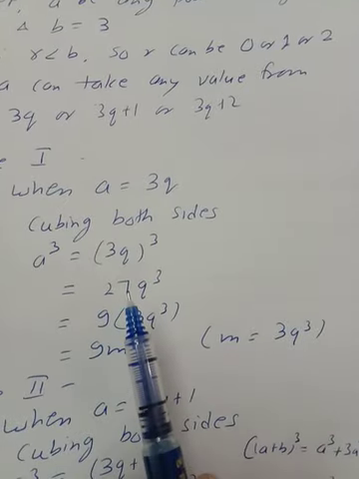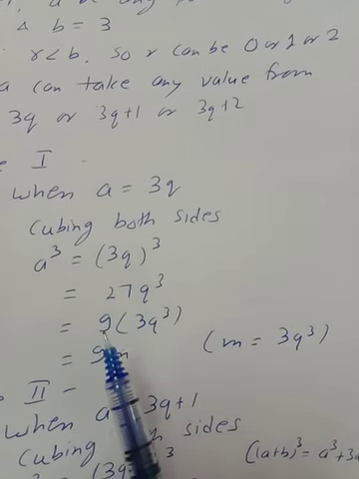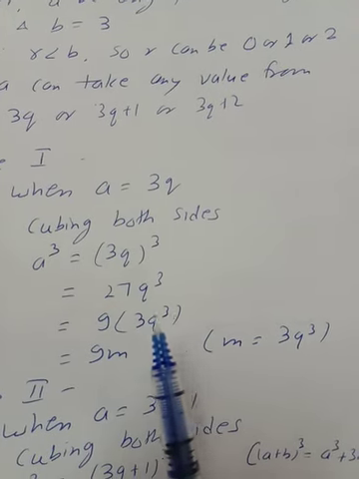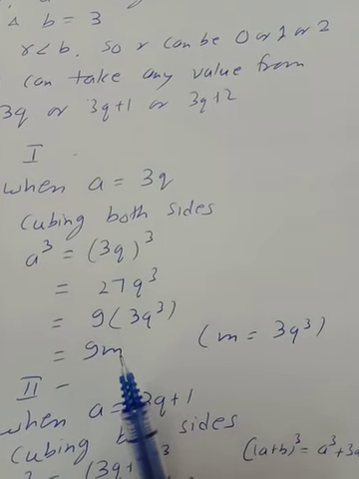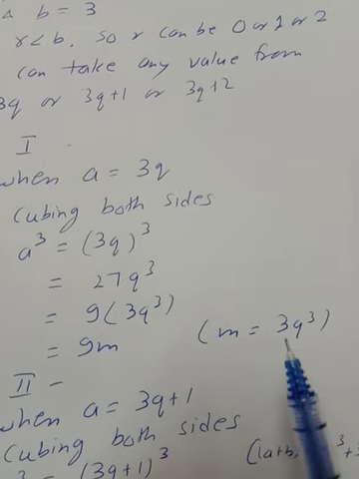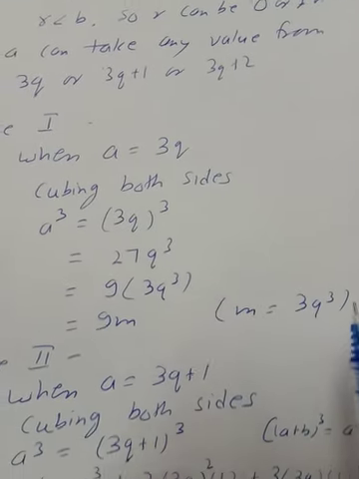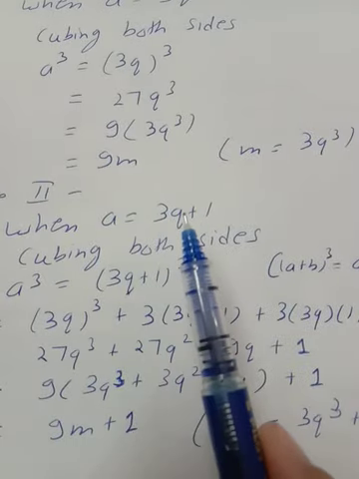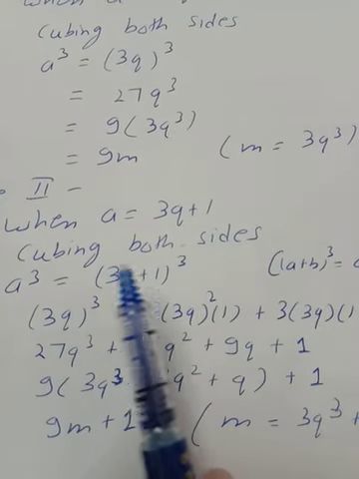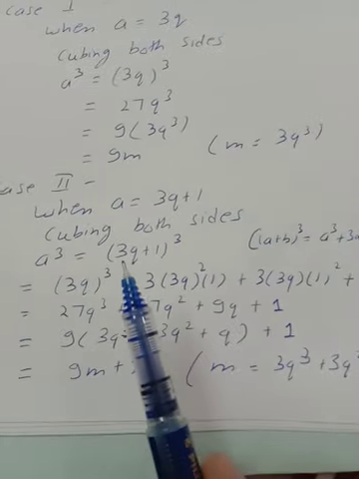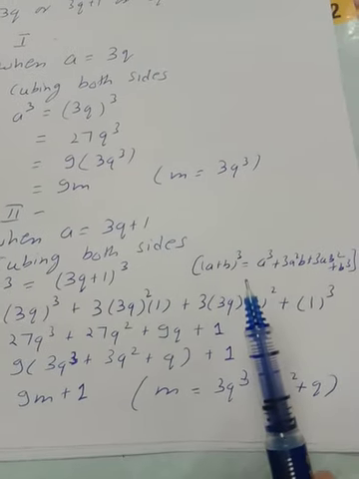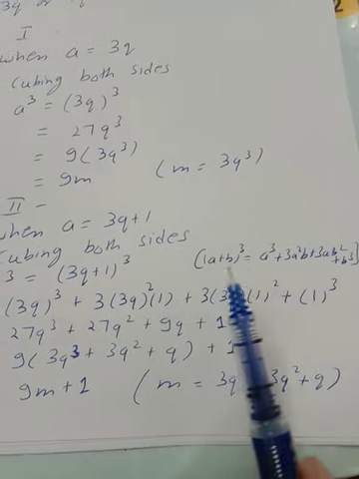The cube of 3 is 27, so we can easily take 9 out from 27. We get 3q cube. So this will become our 9m. So m in this case is 3q cube. Now case second, when a equals 3q plus 1. Again cubing we have to do. So a cube equals (3q plus 1) whole cube. Now we'll use the identity here, (a plus b) whole cube.